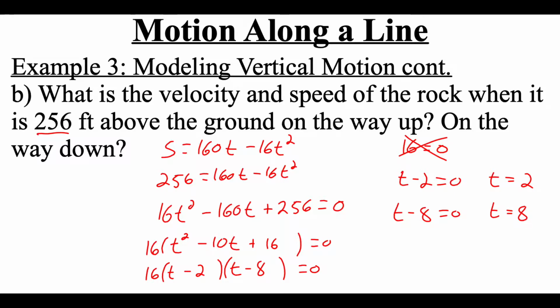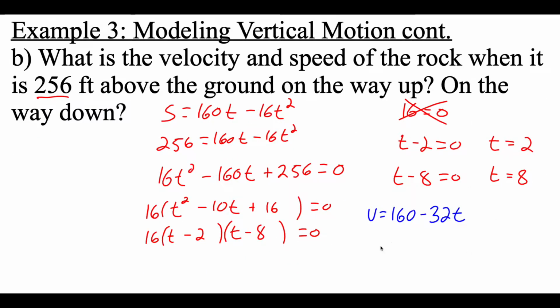But now if we want to find the velocity of our rock at these 2 times, we're going to have to use our velocity function. So that was 160 minus 32t. If I start with that t value of 2, then my velocity is 160 minus 32 times 2. And if we simplify that down, we end up getting 96 feet per second.